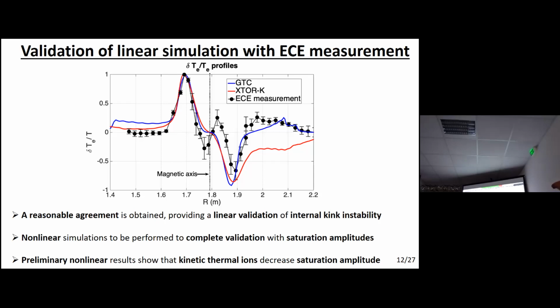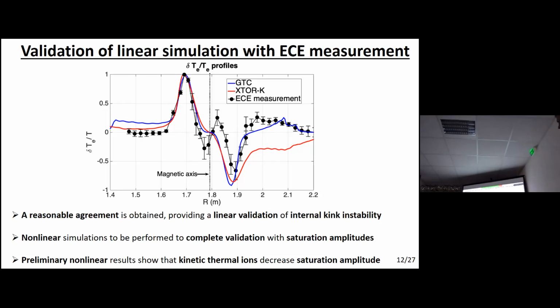As you can see, we obtain a very good agreement from this linear simulation on the high field side. Slightly less good for the low field side, but in general we find a reasonable agreement that provides a linear validation. It's only linear because we did not compare the saturation amplitude, so we need to perform nonlinear simulation for that to complete it. That's currently being done.